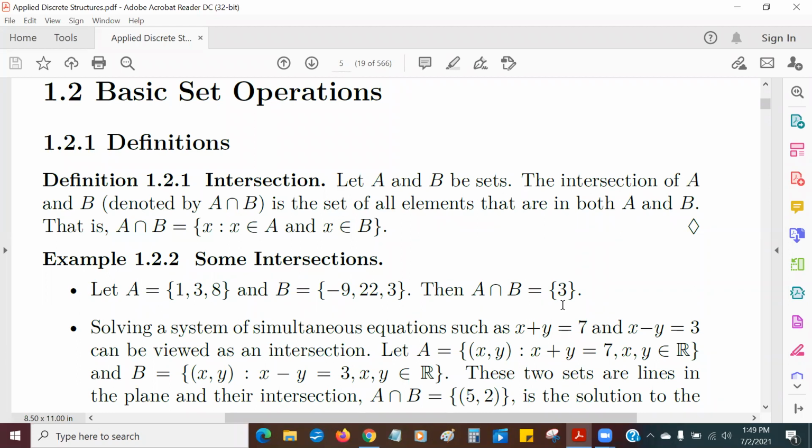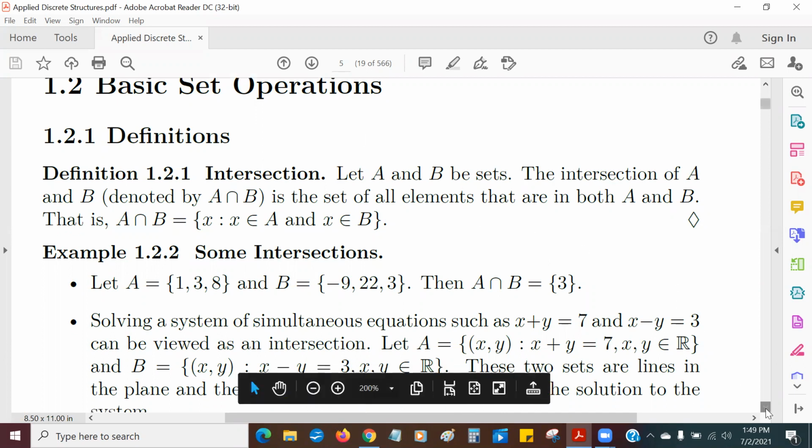So the intersection of two sets is a set. The intersection of the two sets is not 3. It is the set containing 3, because the intersection of two sets is a set itself. That's why we're calling it an operation. Just like if you do an operation on two numbers, you get another number, so you do an operation on two sets, you get another set.